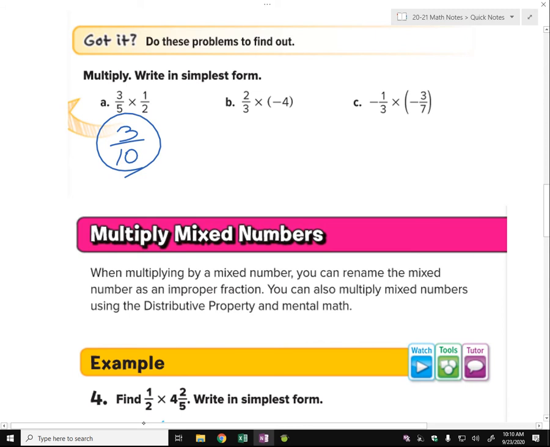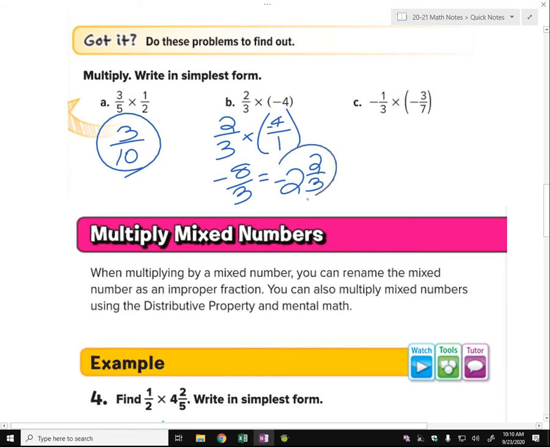So for this one, I'm going to change the way that -4 looks by doing 2/3 times -4 over 1. I multiply straight across, and it becomes -8/3, which is -2 and 2/3. Make sure you keep those negatives going with it. One of the things that you missed if you're watching from home is multiplying a negative times a positive is going to be negative.